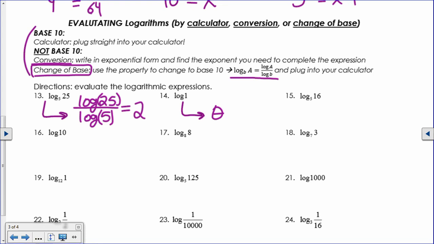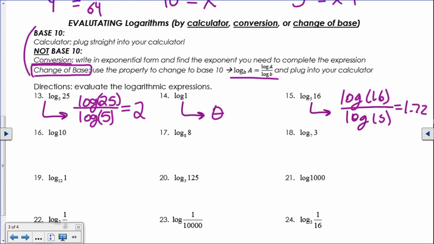Can I do that for this one? Is this base 10? Nope. I have to use the division trick. So it's log 16 divided by log 5. 1.7. Yep, 1.72. You can get this.